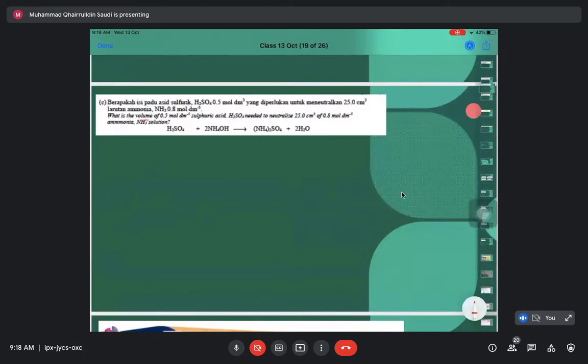Next one is, what is the volume? Okay, they want V for 0.5 mole per dm cube sulfuric acid. Okay, acid. It's given molarity of the acid, needed to neutralize 25 centimeter cube. This is volume of 0.8 mole per dm cube ammonia. This is our molarity of alkali. This is volume of alkali. A, B. Okay. Bear in mind that, okay, let's say I change the chemical equation like this.